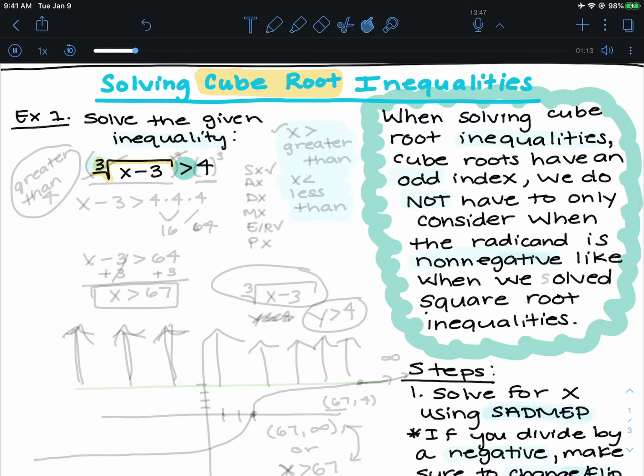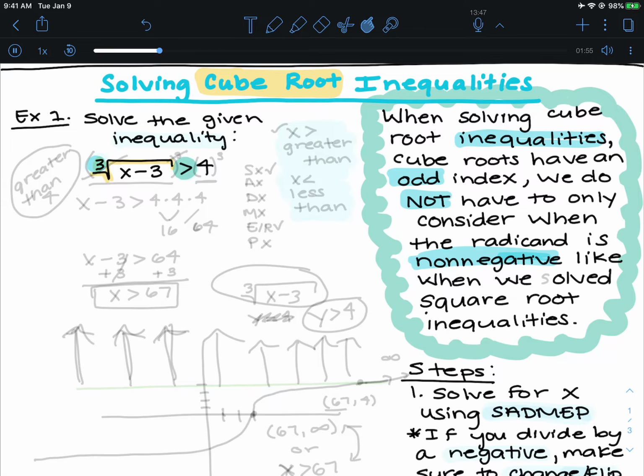When solving cube root inequalities, the cube roots have an odd index. What is the odd index? The odd index is this 3 right here on the outside, and that 3 is odd. We do not have to only consider when the radicand is non-negative, like when there are square root inequalities. Basically, this affects the way that we evaluate the answer at the end, which you will see shortly.